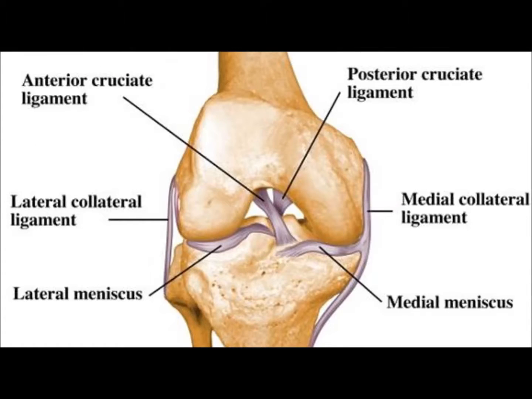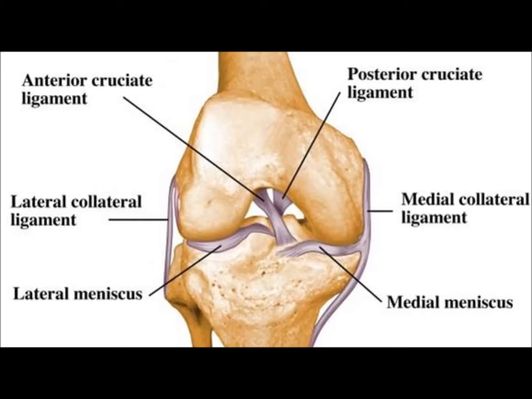As you can see through the image, the anterior cruciate ligament starts at the posterior end of the femur and ends at the anterior aspect of the tibia. This ligament prevents anterior translation of the tibia along the femur. The posterior cruciate ligament starts in the anterior aspect of the femur and ends in the posterior aspect of the tibia. This ligament prevents posterior translation of the tibia along the femur.